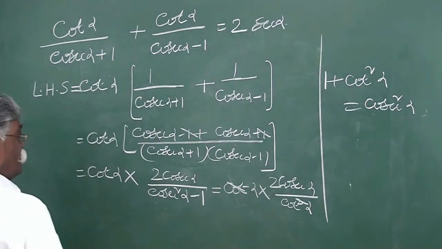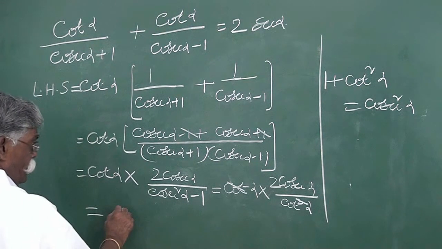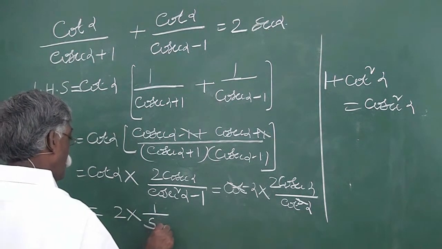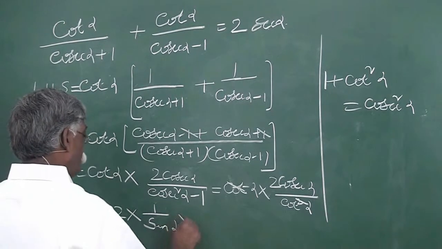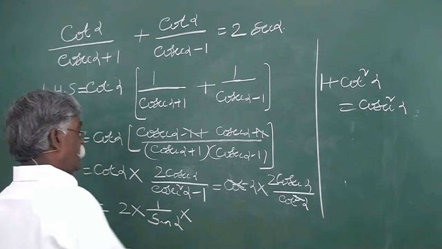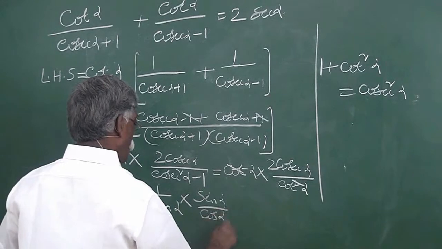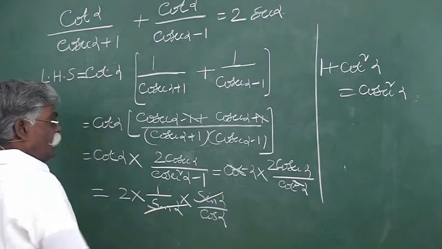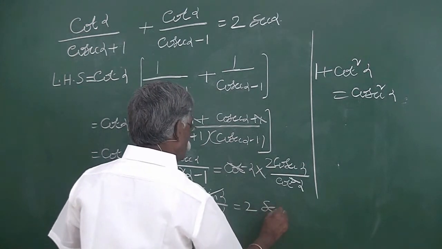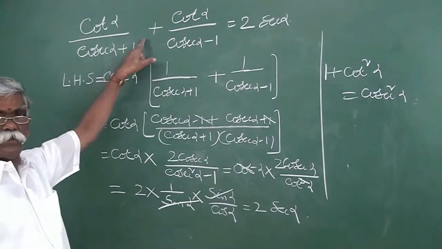Now if we write them in terms of sine and cos, this is equal to 2 into cosecant alpha, which can be written as 1 by sin alpha, and cot alpha is cos alpha by sin alpha. If I reverse it, it is sin alpha by cos alpha. These two get cancelled. This is 2 into 1 by cos alpha, which is secant alpha. So the given problem is this.